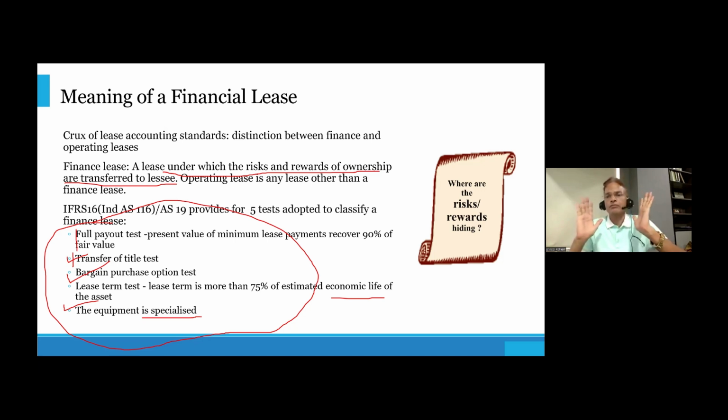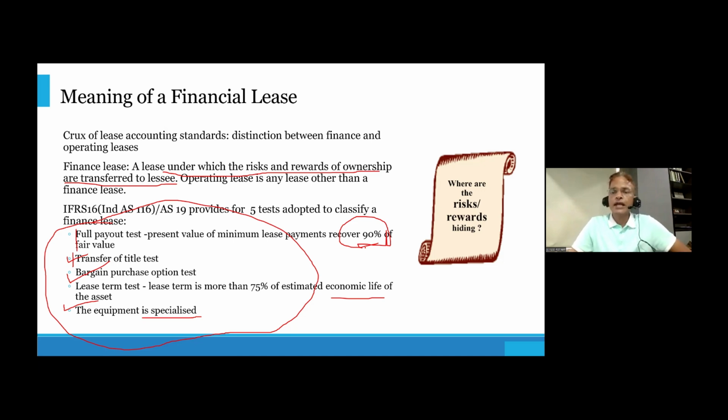So, I said the most important test in real practice: if the lease has a bargain purchase option, very clearly it's a financial lease. If the lease transfers title, it's very clearly a financial lease. If the lease is a full payout transaction, meaning the structure of lease rentals is such that over the non-cancelable lease tenure, the lease rentals pay back the bulk of the lessor's investment. I use the word bulk, and here in the slide you find me mentioning 90%. This 90% is the expression we bring in practice.